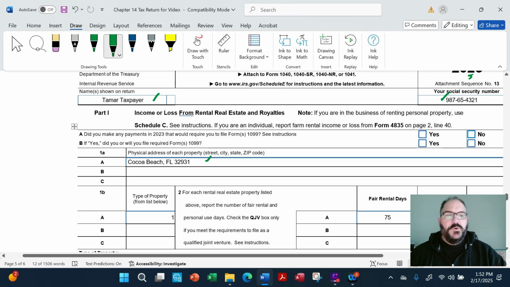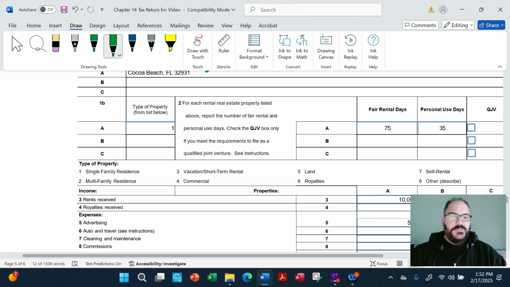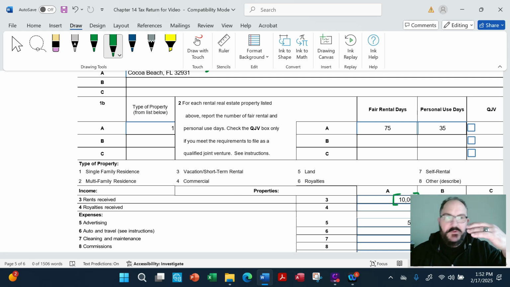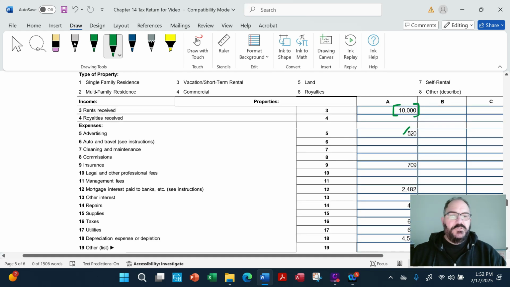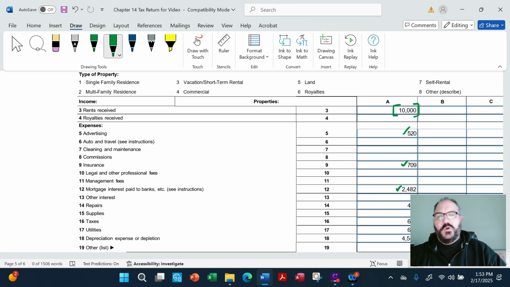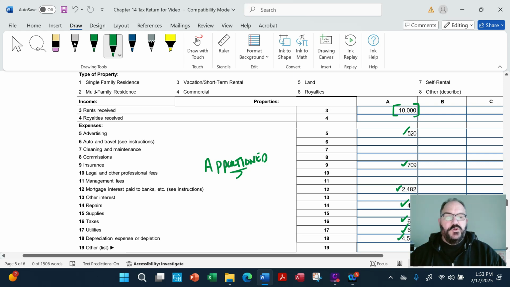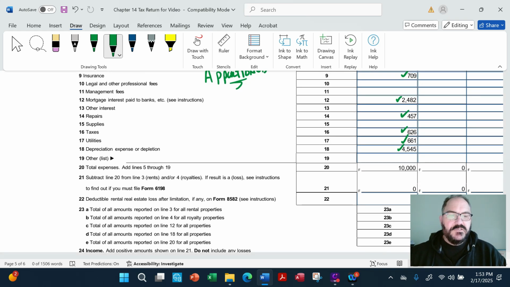All right. So anyway, we go down here and notice here, rents received. This is basically an income statement for your property. Advertising 520, okay? Commission, whatever, 709. These are all the items. Interest, 2482. Again, these were all apportioned. And this is what the software will wind up doing for you. Other interest, this, and then the depreciation. So we apportion all those items, and when you come down here, we hit this $10,000.